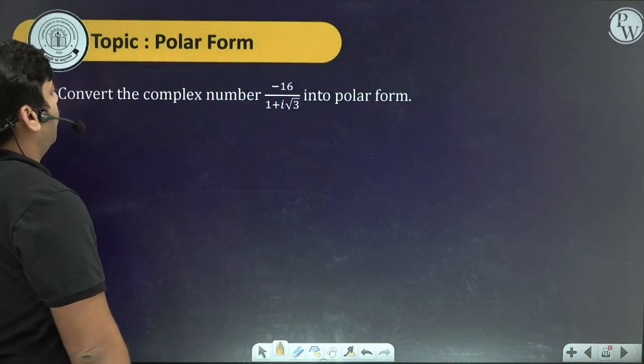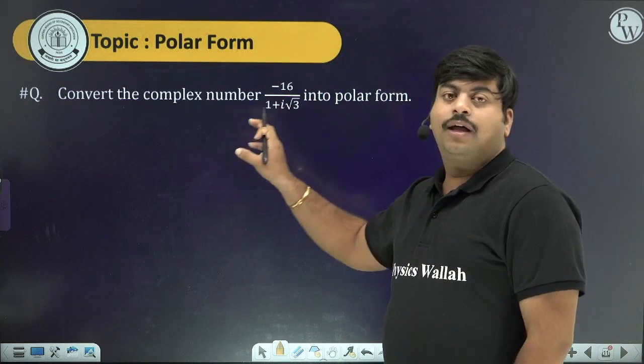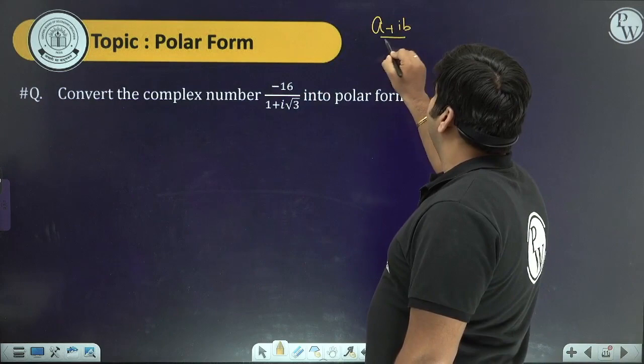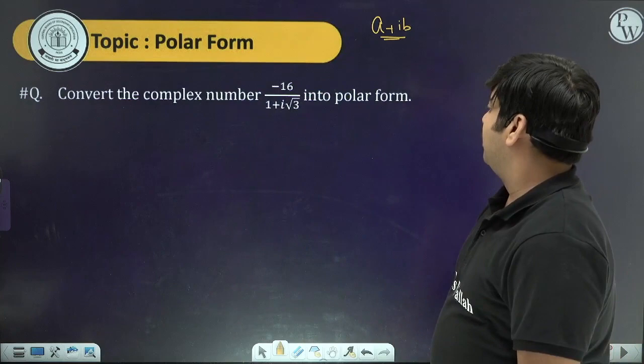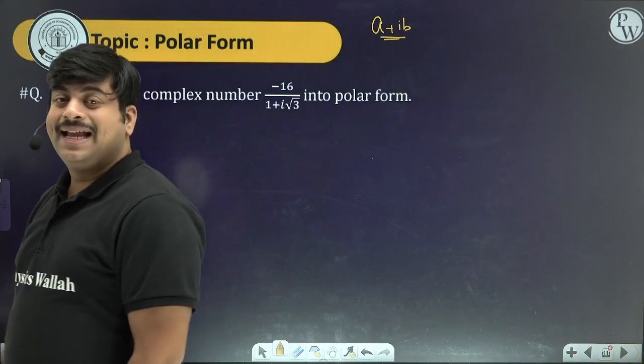Convert the complex number minus 16 by 1 plus i root 3 into polar form. How to do that? Students, we cannot convert this into polar form if it is in this format. We need to convert it into the standard format a plus ib. The first thing we need to do is convert this into a plus ib format. You know how to convert that; we have done some questions in the last class. What is that? Rationalization. We need to rationalize the denominator.